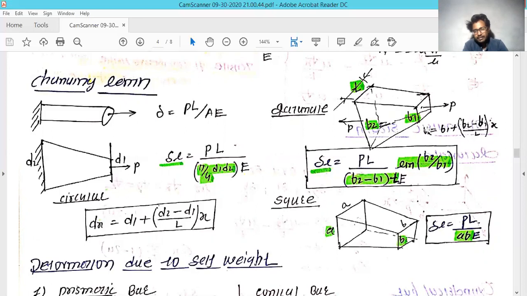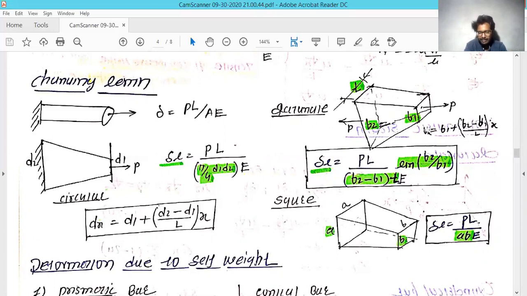So in this condition, only one thing changes. The E will remain the same because the material is the same, and it does not vary with respect to your cross section. P will remain the same, and the length will also be the same, but the only thing that changes is the area. So the cross section area of this bar is pi by 4 d1 d2, and for the circular cross section throughout, the diameter remains the same, which is pi by 4 d square. Only the area has changed.